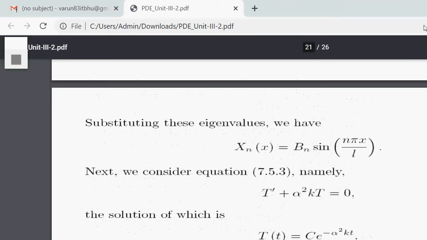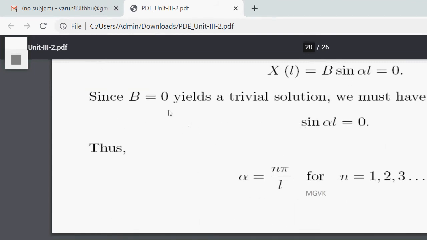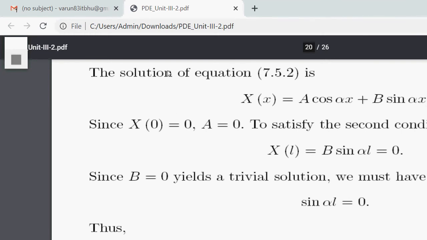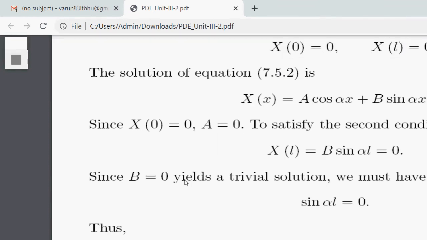The value of this alpha is known as the eigenvalue, and corresponding to these eigenvalues we get the eigenfunction X(x). The solution of the differential equation X'' + alpha squared X = 0 is X(x) = A cos alpha x + B sin alpha x. We substitute the value of A here, and we get B sin alpha x, and also substitute the value alpha = n pi by L. So this becomes sin n pi x by L.